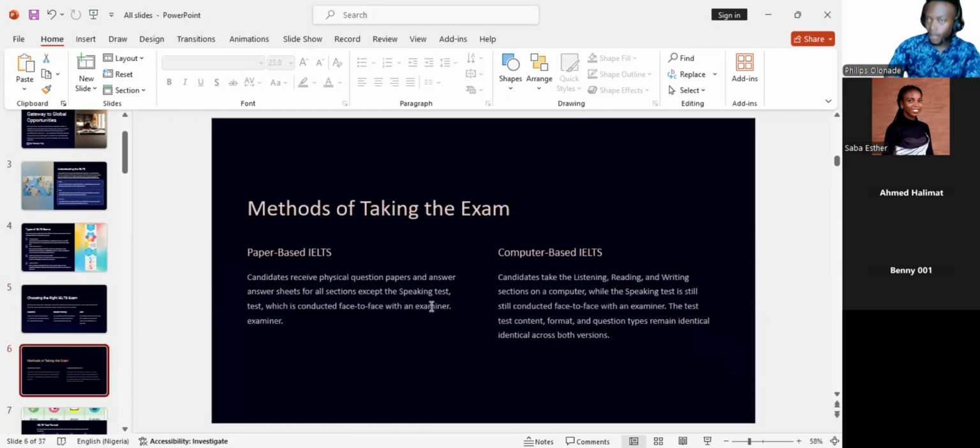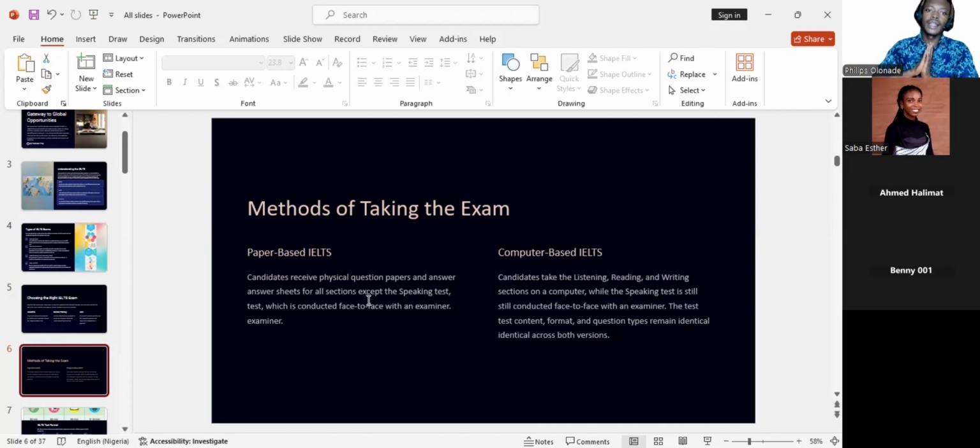Now, by the way, I forgot to mention at the beginning that the IELTS exam is for every major English-speaking country. So if you're applying to Canada, Australia, the UK, or America, then these are the places that you'll be expected to write the IELTS exam before you go there. Now, the methods of taking the exam, we have just two major methods: paper-based IELTS and computer-based IELTS.